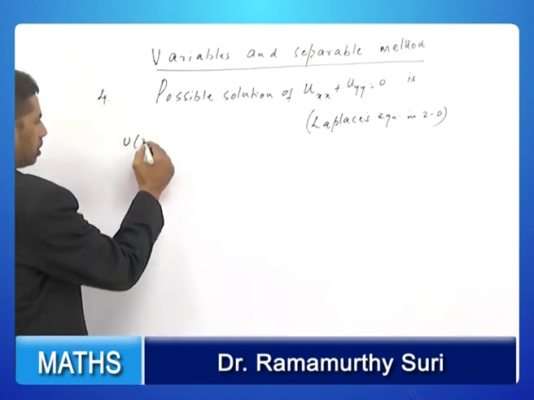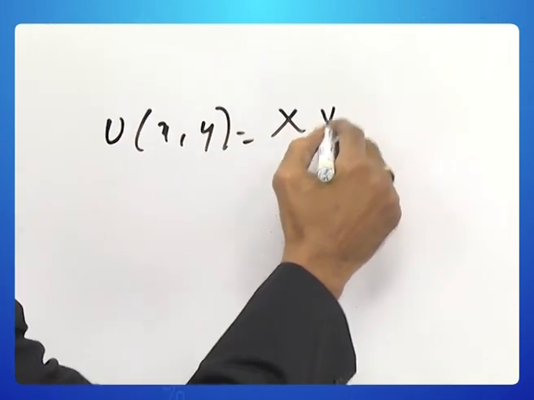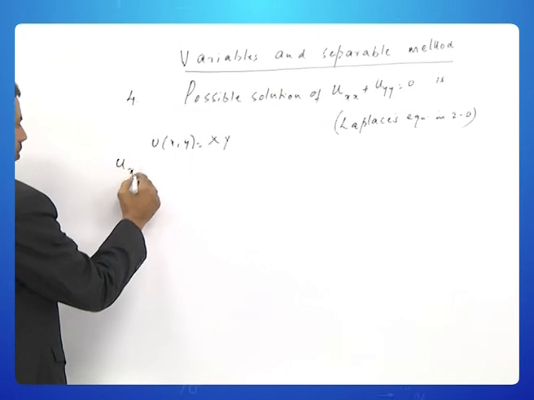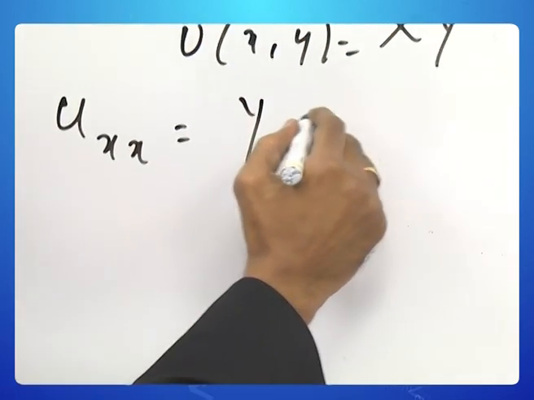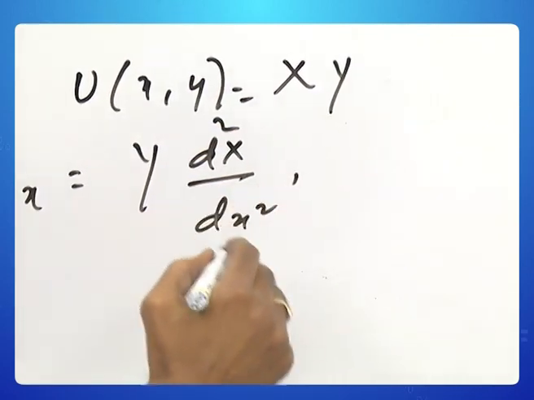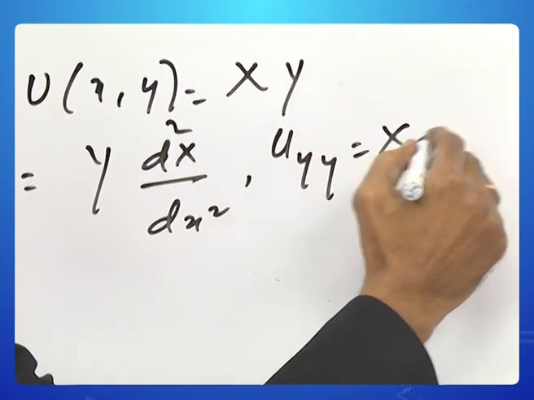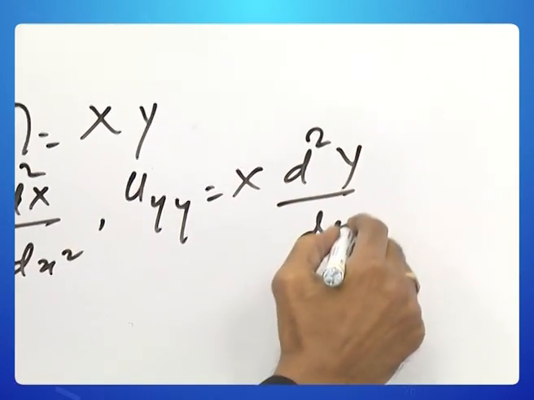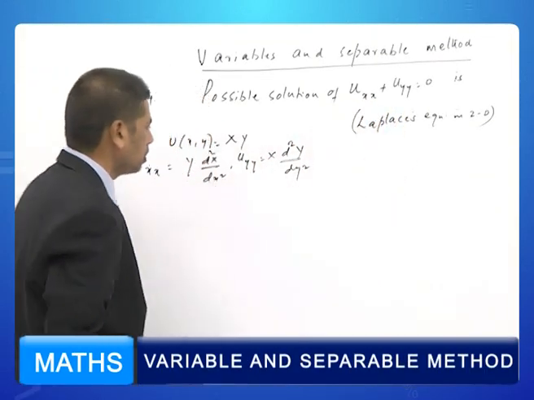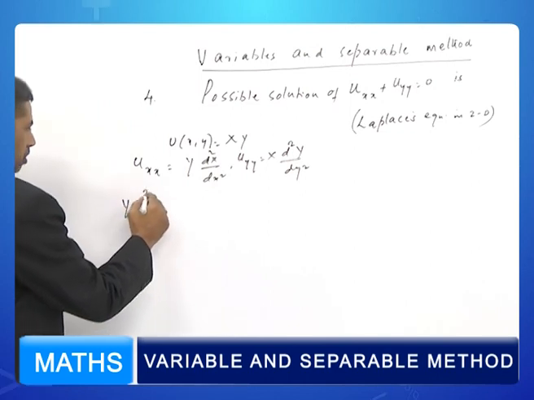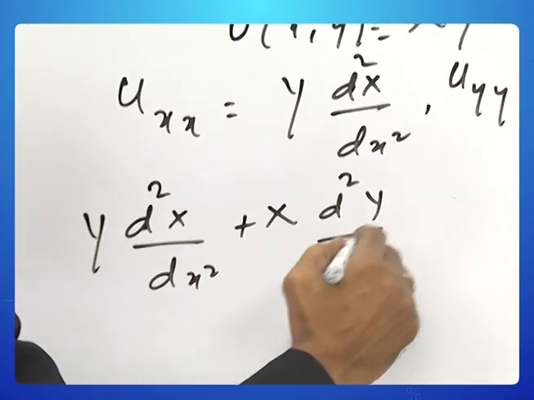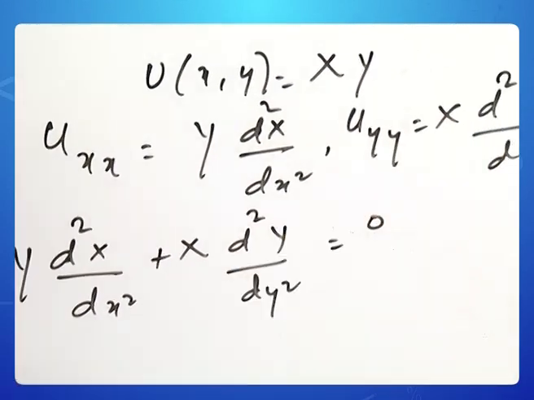So, you start with u of x, y is equal to capital X capital Y and get the partial derivatives. Uxx is equal to capital Y d square X by dx square, uyy is equal to capital X d square Y by dy square. Now, take these partial derivatives, substitute in the given equation. So, you will have Y d square X by dx squared plus X d square Y by dy squared is equal to 0.